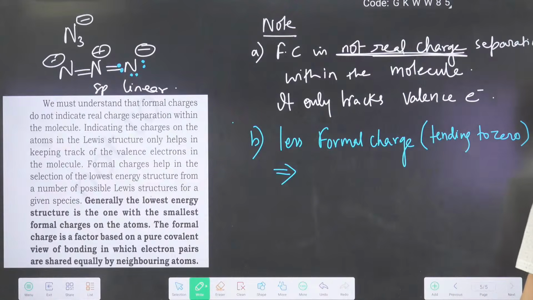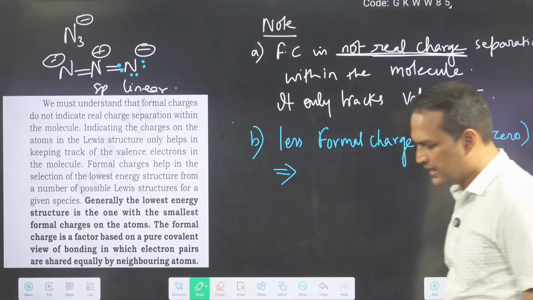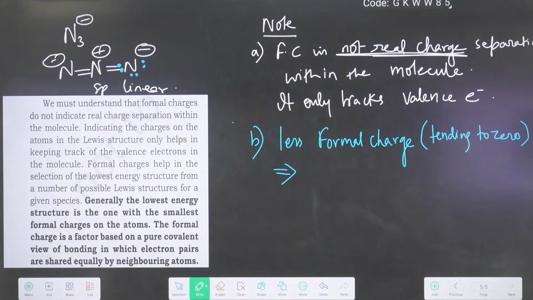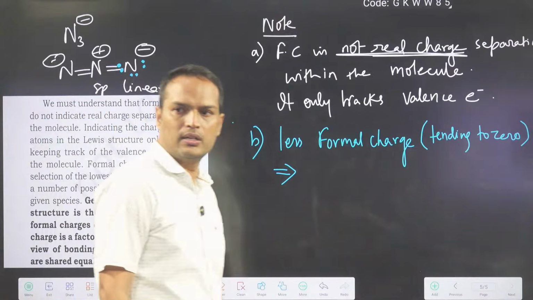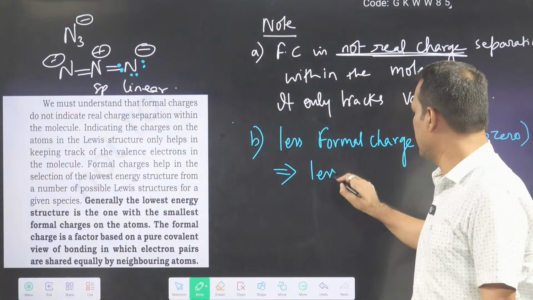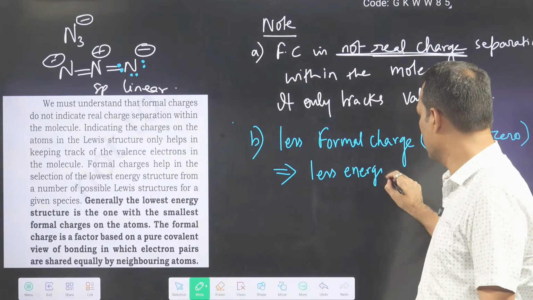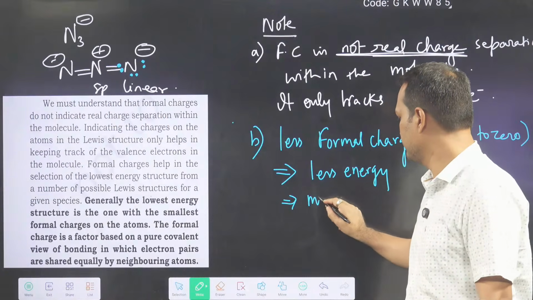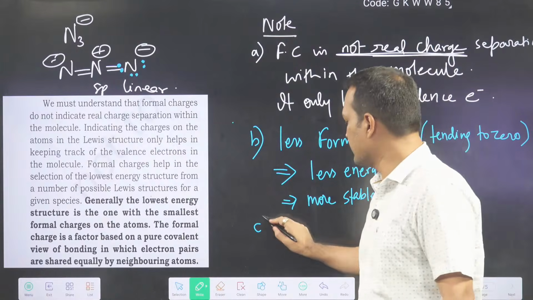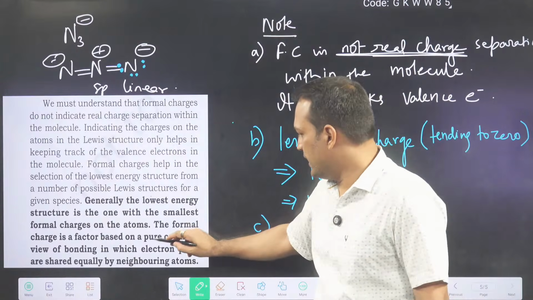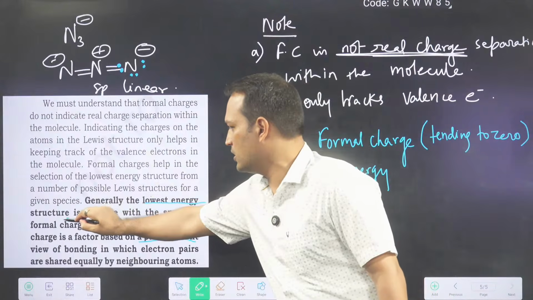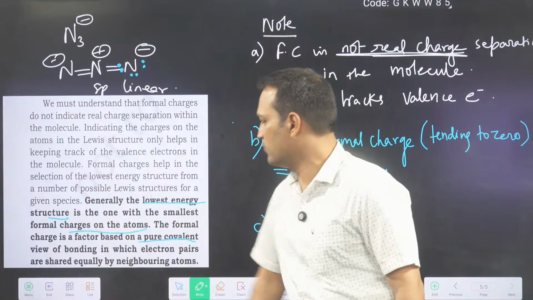So less formal charge, that means what you can say? Tell me, less stable or more stable? Less formal charge means more stable or less stable? You can say less energy, more stable. Correct? And then the last point. Last point they are writing here. Look, I have completed this one. Generally, the lowest energy structure is the one which is having least formal charge.